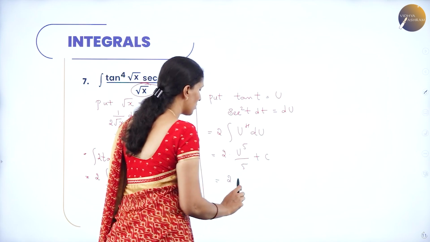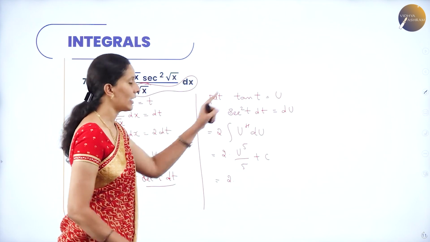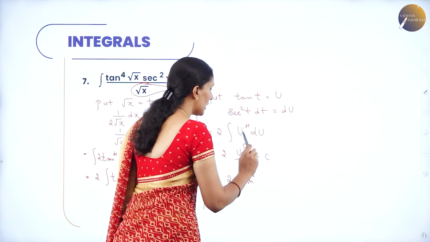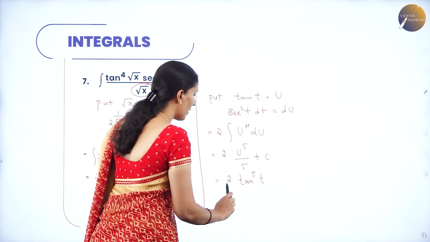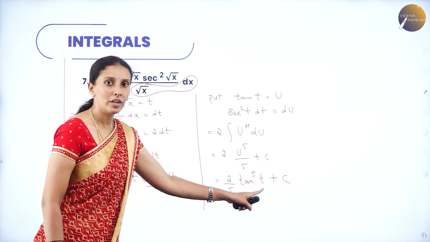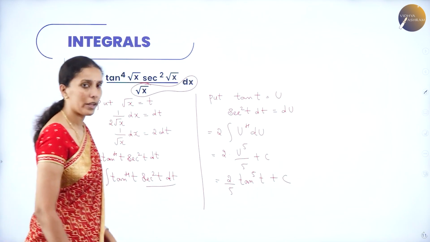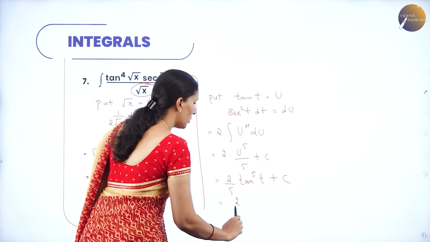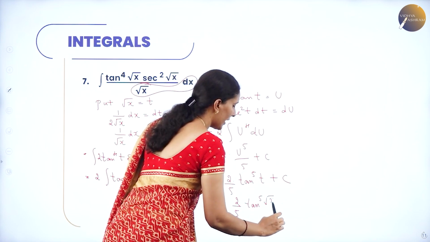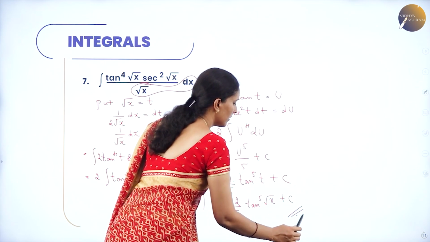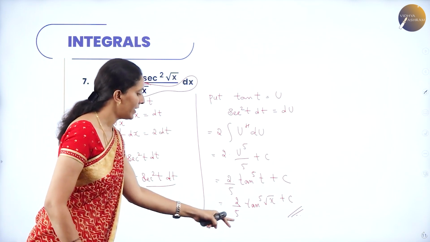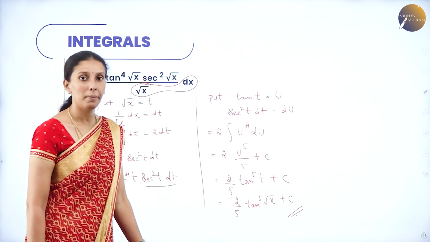Now here 2 times. What is u we have taken? U we have taken as tan t. So therefore it is tan power 5 t, divided by 5, 2 by 5 plus c. But I have a replacement for t also. I have taken t as root x. So therefore the answer is 2 by 5 tan power 5 root x plus c. So this is the final result. So thus the integration of this function is 2 by 5 times tan power 5 root x plus c.